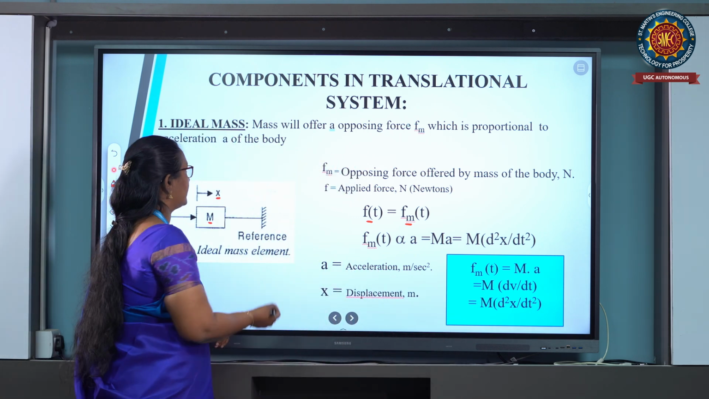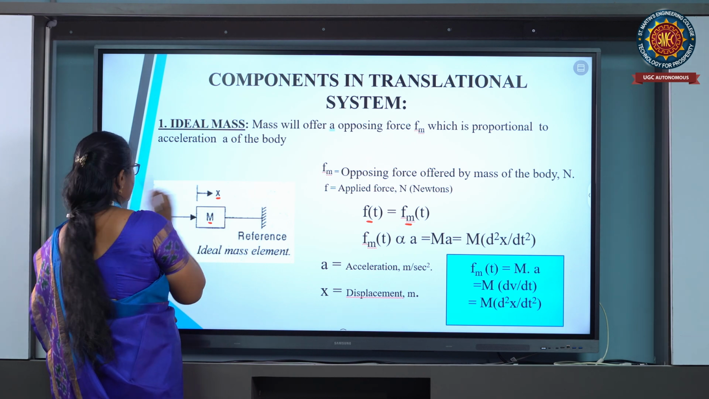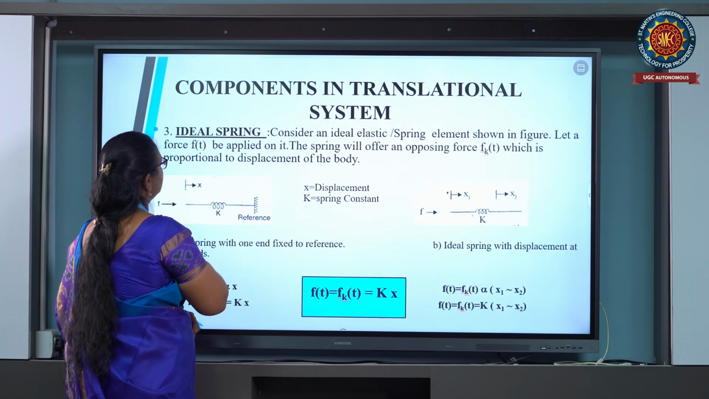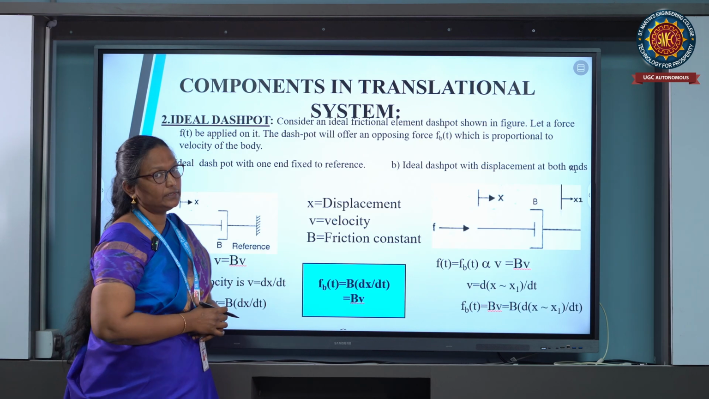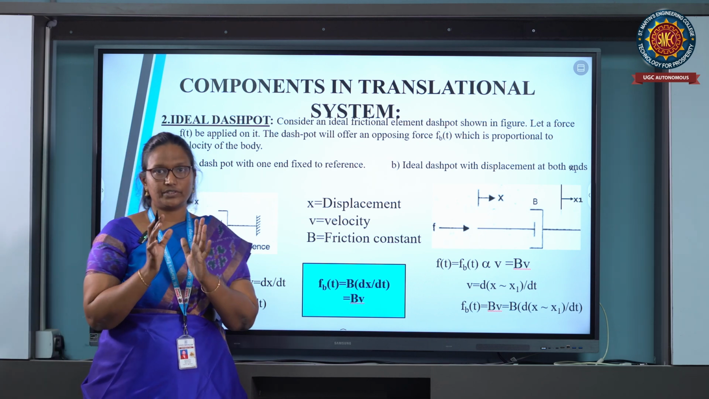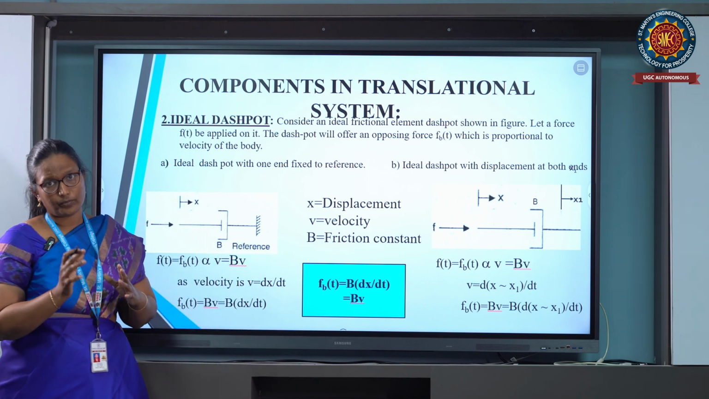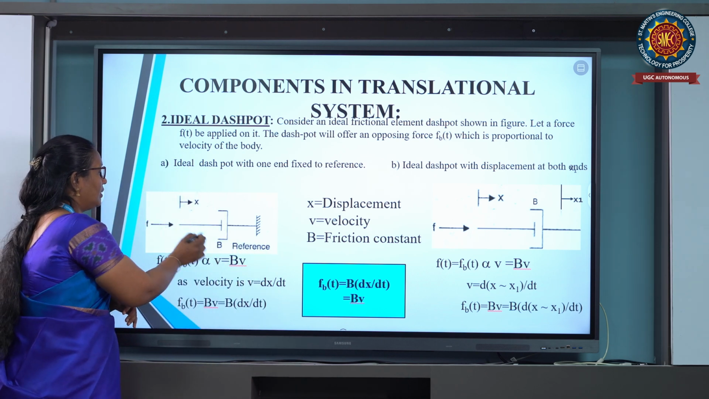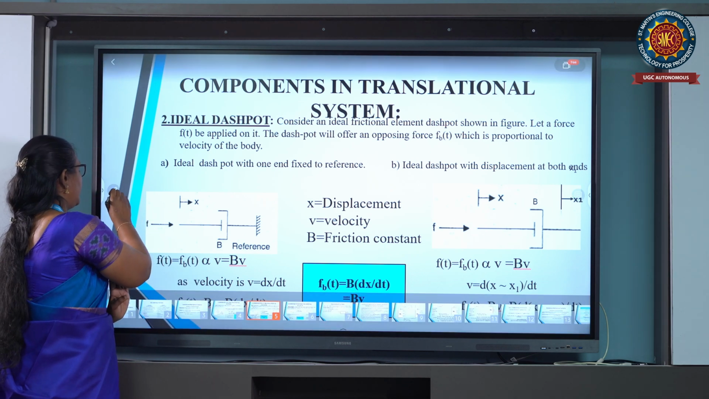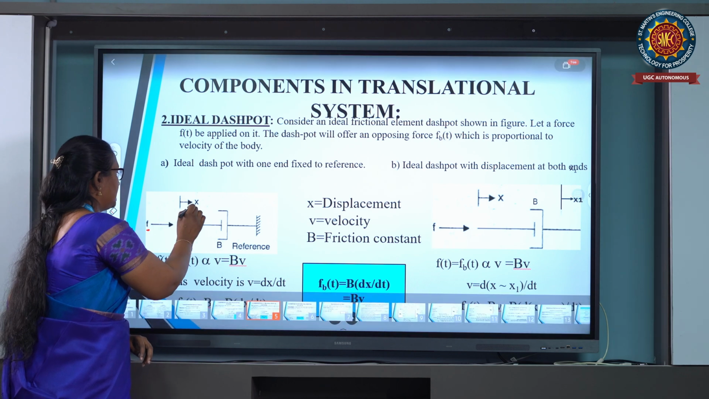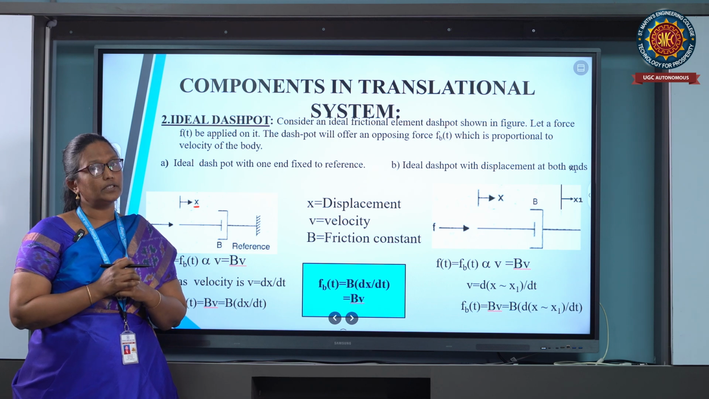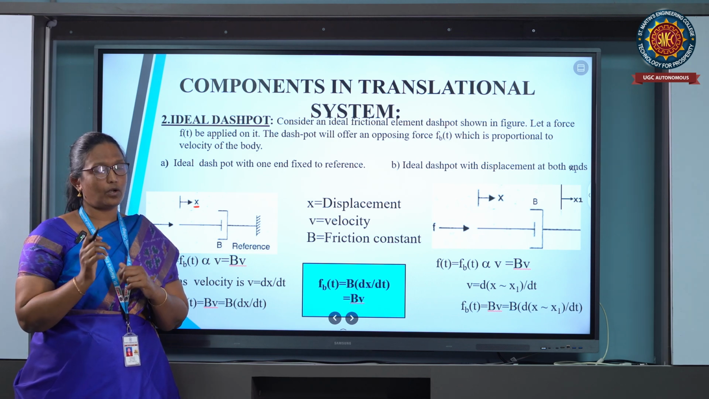Now let's see the second mass element, second component of the translation system. So the second translation system is our ideal dashpot. Here the ideal dashpot is nothing but a frictional component. In the frictional component, we have our B, which we are defining as a dashpot, and then we have our applied force F with a displacement x. Every time it is important to specify our displacement with respect to that component.